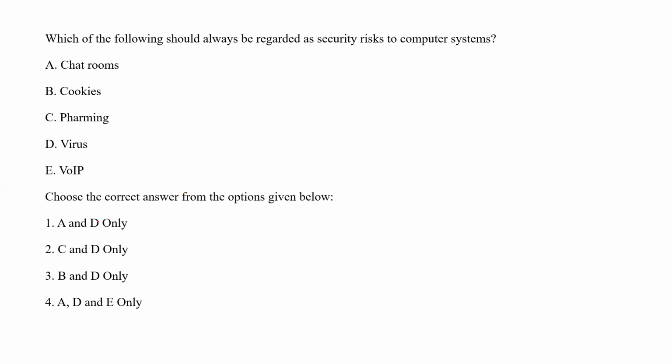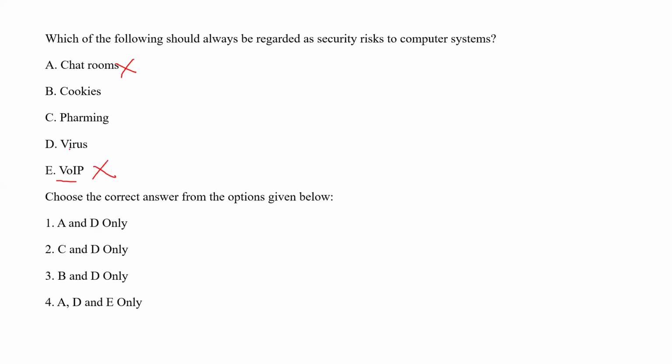Now, which of the following should always be recorded as a security risk? Always a security risk means where we will get a problem. That's called virus based. Not chat rooms. Suppose, for example, we don't know that one properly. Which one is not possible? This is voice over internet protocol. That's not possible for this one.